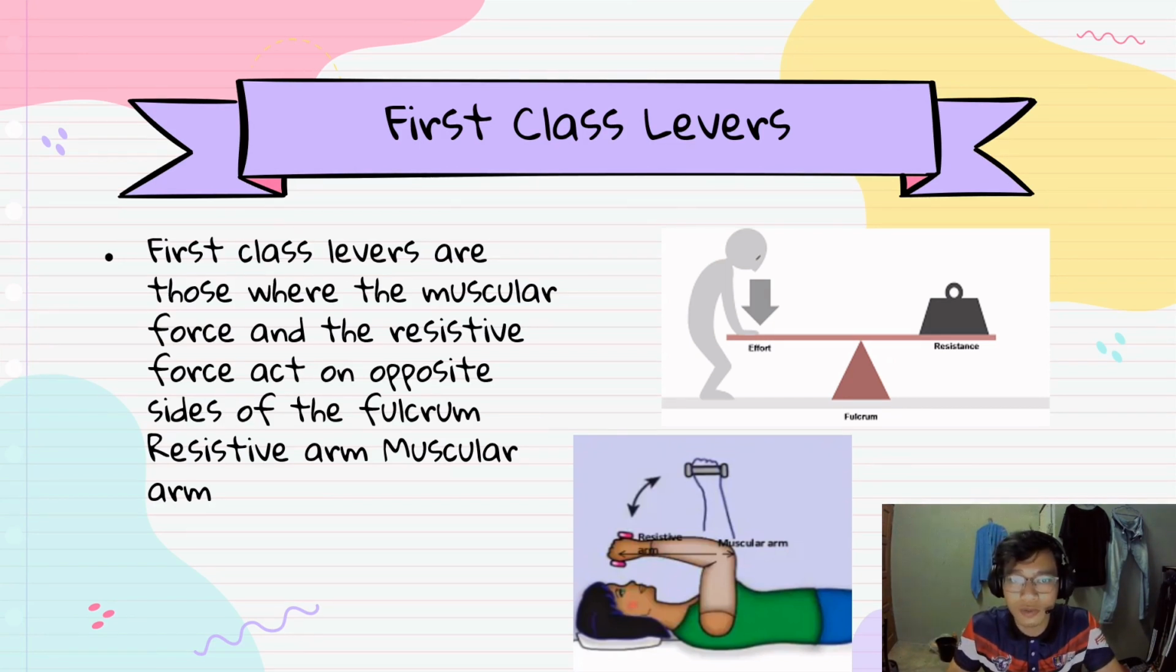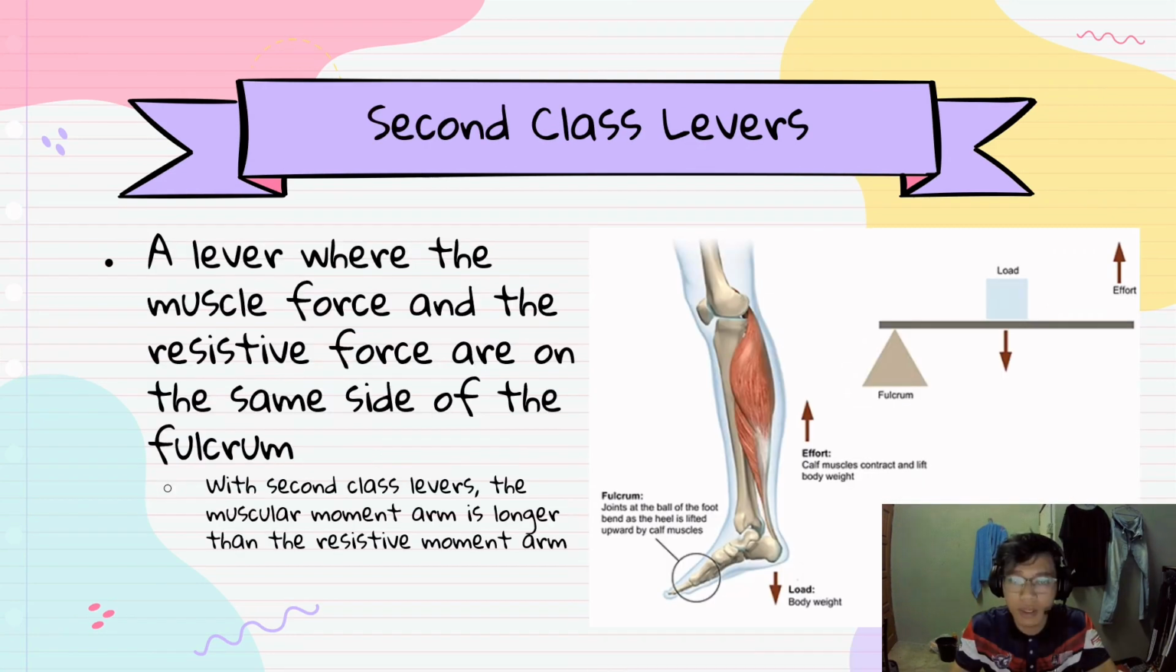Now we are going to move on to second class lever. The second class lever is the lever where the muscular force and the resistive force, the load, are on the same side of the fulcrum. As we can see in the picture, the fulcrum is on the end side and the load and the effort are on the same side, next to the fulcrum. With second class levers, the muscular moment arm is longer than the resistive moment arm.